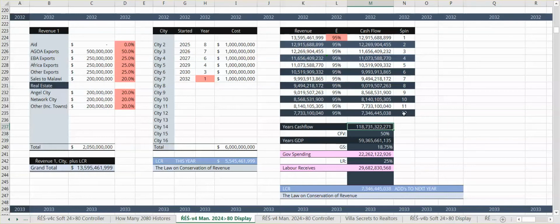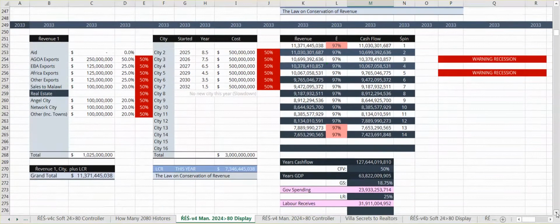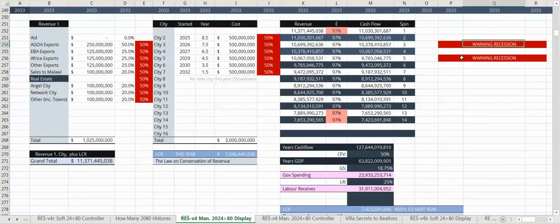By 2033, we see a warning about a recession. Here's where it gets fun. Recession warning. And income from trade and real estate is halved. You see, we've already lost the aid. Income, exports, real estate, city developments, all of which is halved.